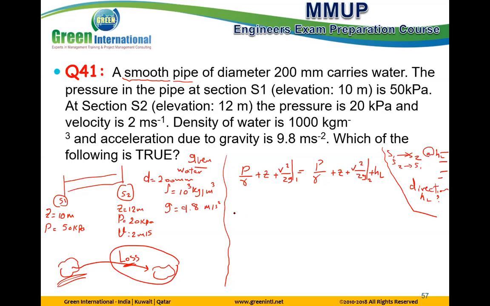Pressure here: 50 times 10 to the power 3, divided by gamma, which is 9 times 10 to the power 3. This is rho g. Plus Z. What is Z? Elevation, 10 meter. Okay, V, velocity. Do you need to substitute velocity 2 meters per second, or do you need to calculate the velocity? Right, calculate the velocity.